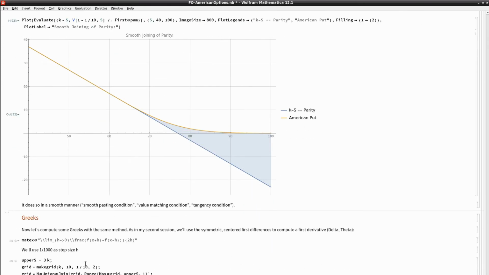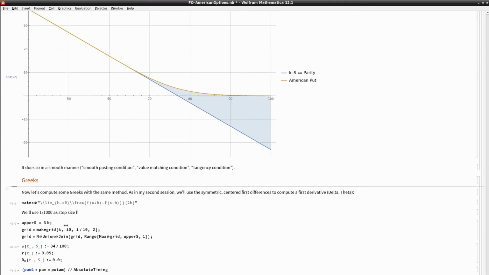So next, for the portfolio manager, we need more than just the option prices. We also need the Greeks. So let's compute some Greeks with the same method that we have used before. In my second session, we'll use symmetric centered first differences to compute first derivatives. Right? That would be delta and theta.